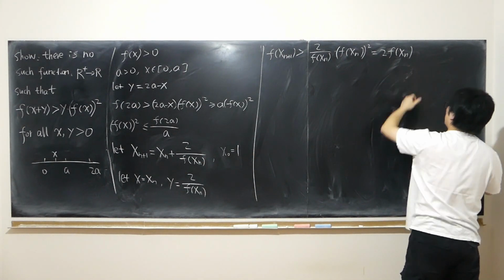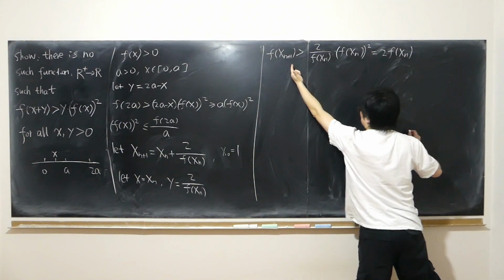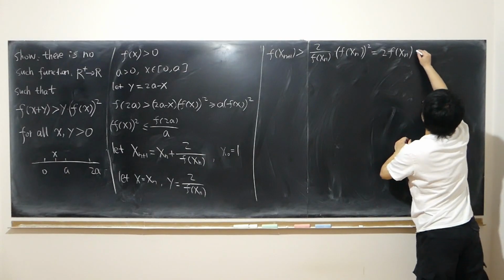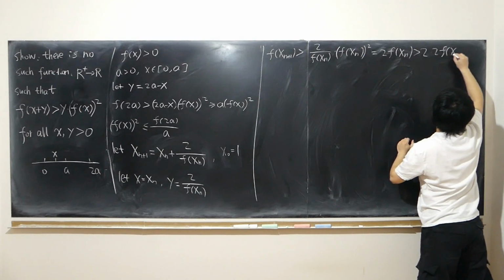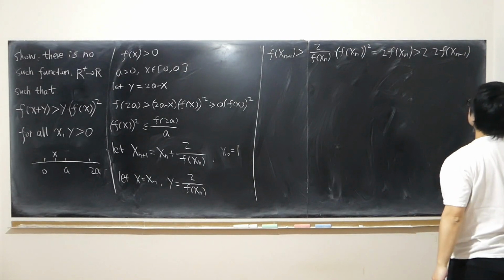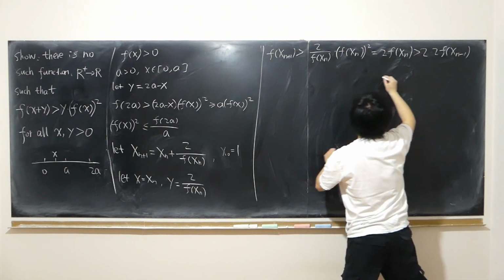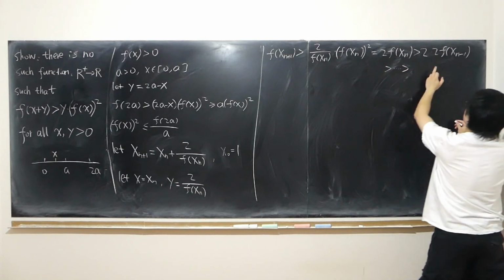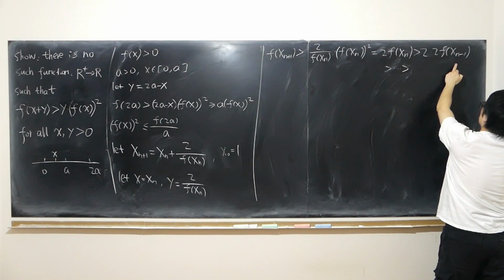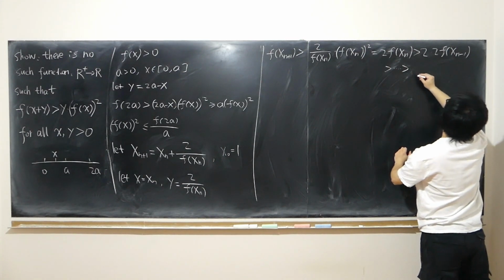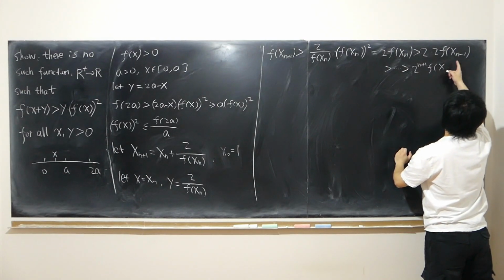In fact, here you can use 3, 4, 5, doesn't matter. So the whole point is that since f(x_(n+1)) is greater than this, changing the subscript, f(x_n) should be greater than 2 times f(x_(n-1)). Which should be greater than 2 to the power of 2, and next is 2 to the power of 3 times f(x_(n-2)). So it's 2 to the power of n plus 1 times f(x_0).